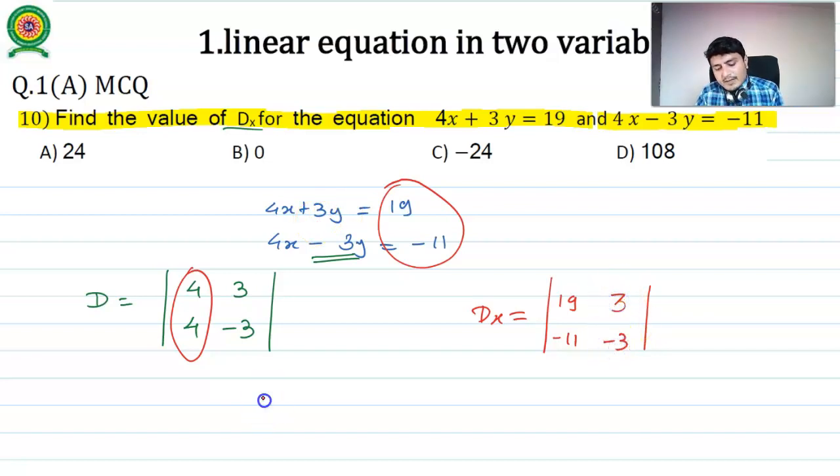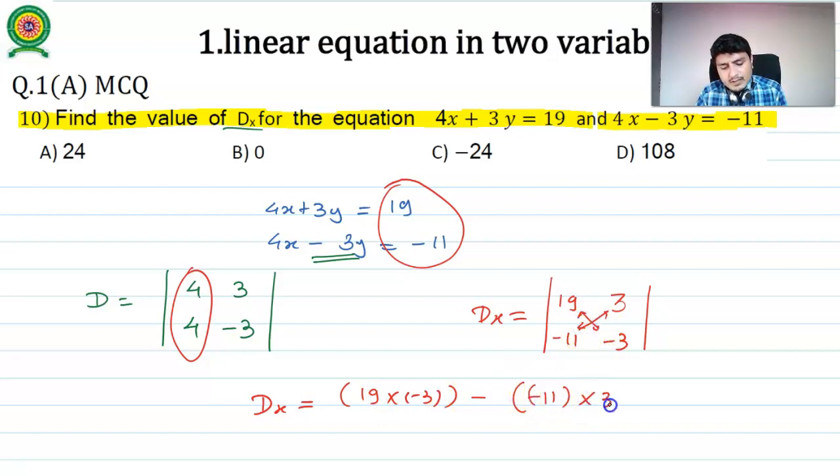Try to simplify now the 2 by 2 determinant. First diagonal elements are multiplied. I am writing 19 into minus of 3. The middle sign is strictly minus. And the other diagonal elements are multiplied. We have minus of 11 into 3.